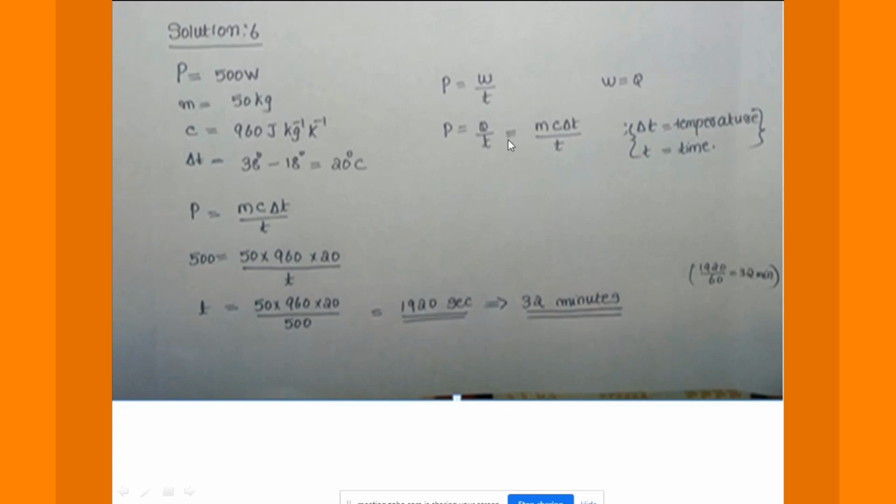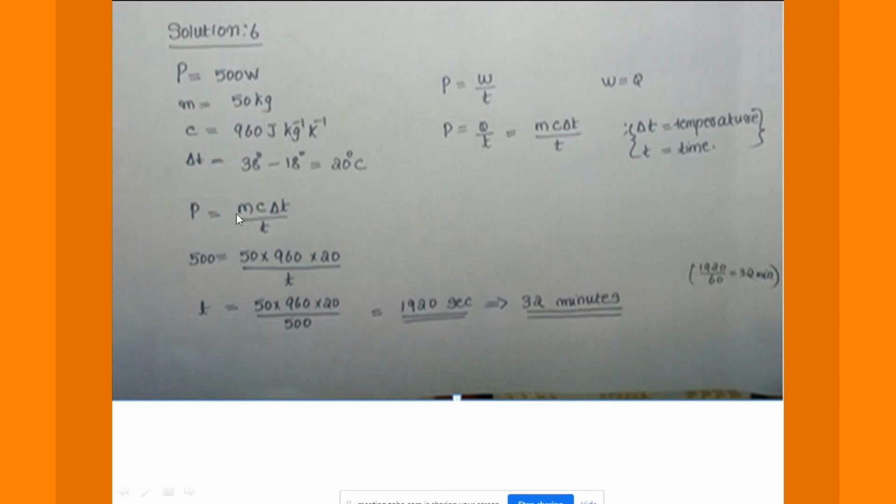Okay, in this point you may please try to remember the concept power is equal to work by time, and also you can rewrite that power as Q by T, where Q is MC delta T by T. I already told you this delta T stands for temperature and this is for time. Okay, power equals MC delta T by T. Because here we are going to find out time, right? Only with this concept we cannot find out that, right? So we are utilizing this equation, P equals MC delta T by T.